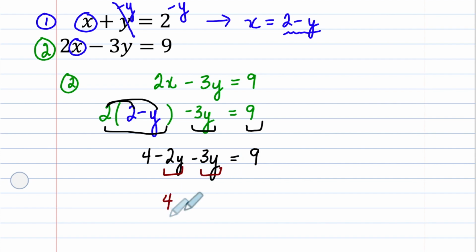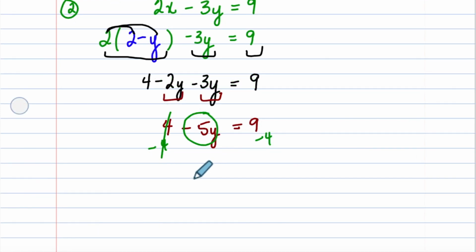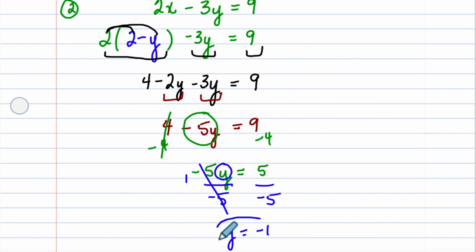I have 4 minus 5y is equal to 9, and I'll isolate the negative 5y by subtracting 4 both sides. What I do to one side, I must do to the other. That makes a zero pair, and we have negative 5y is equal to 5. I want y by itself. The inverse of multiply is divide. I'll divide by negative 5. What I do to one side, I do to the other. That makes a 1. Y is equal to negative 1.